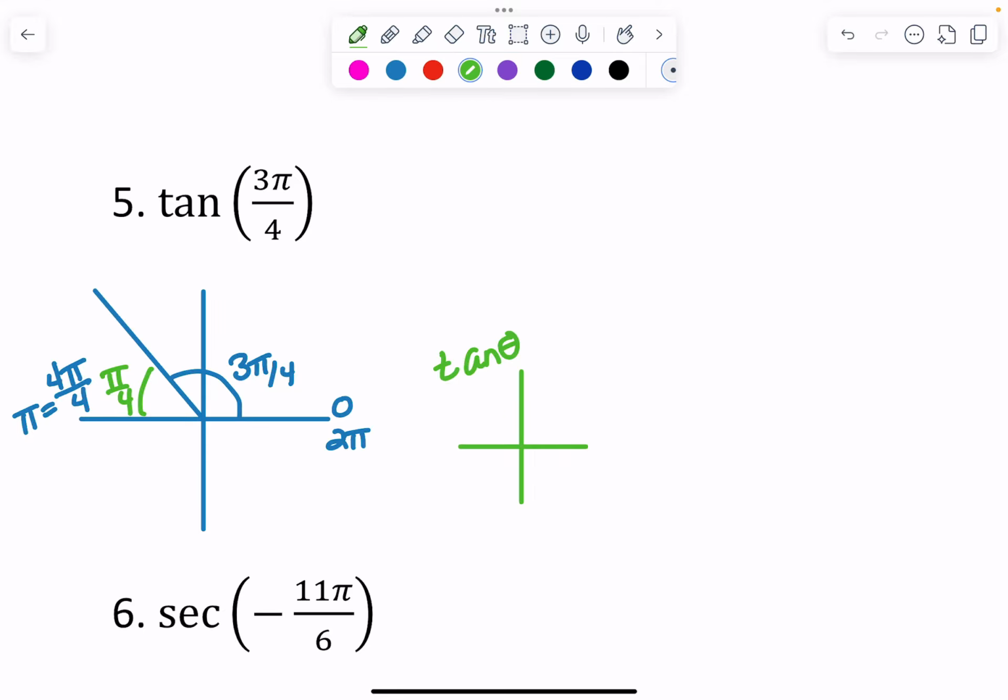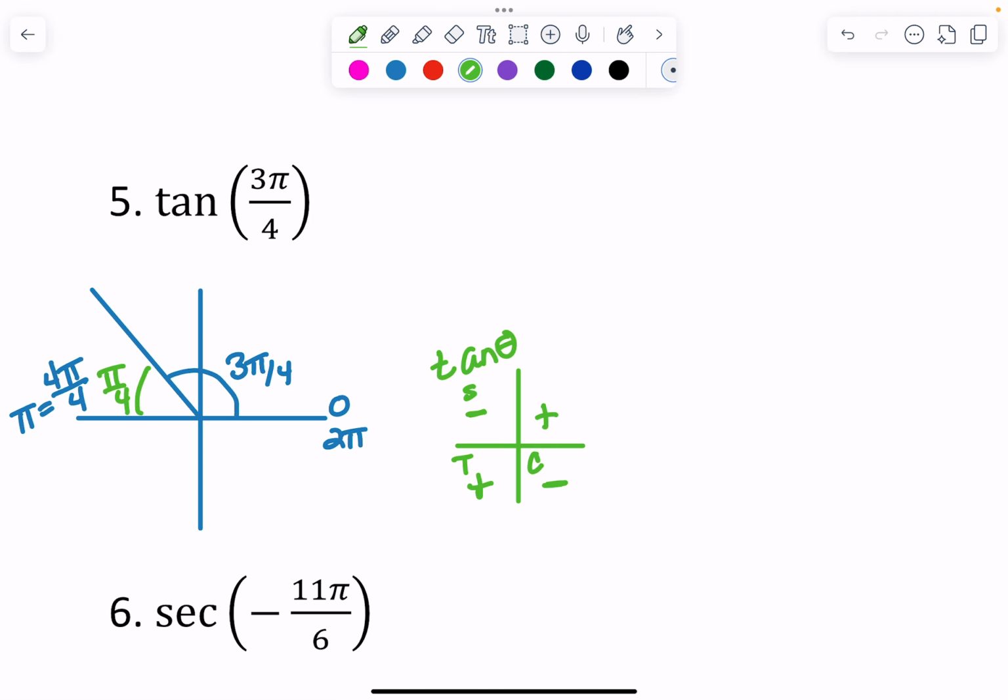All right. Everything's positive in quadrant 1. Students here, that's going to be a negative for my tangent. Take, that's a positive for my tangent. And calculus, a negative for my tangent. I'm in quadrant 2, so I'm going to be negative on my tangent value. So this is going to be equal to a negative tangent of pi over 4.